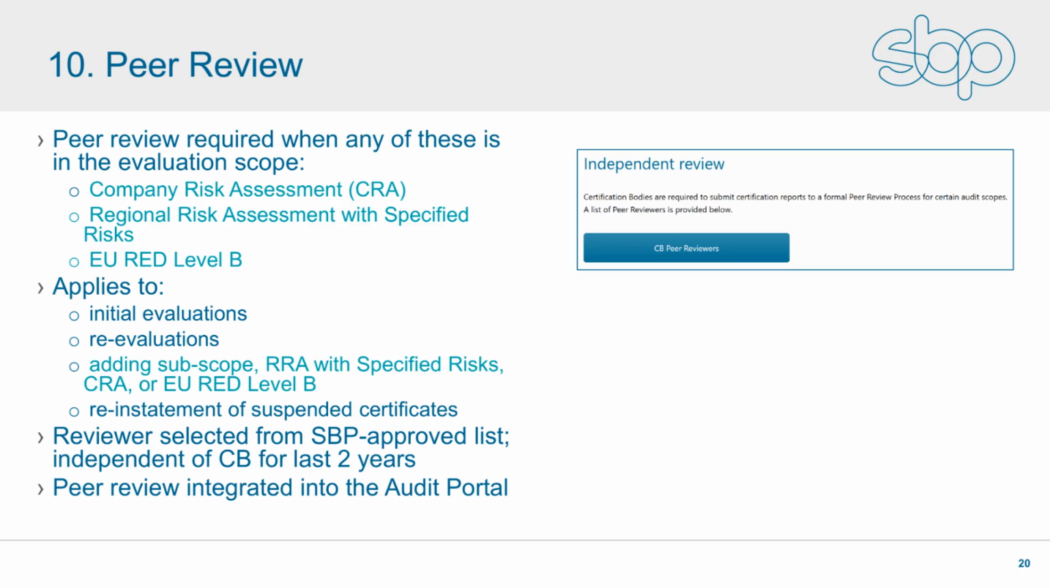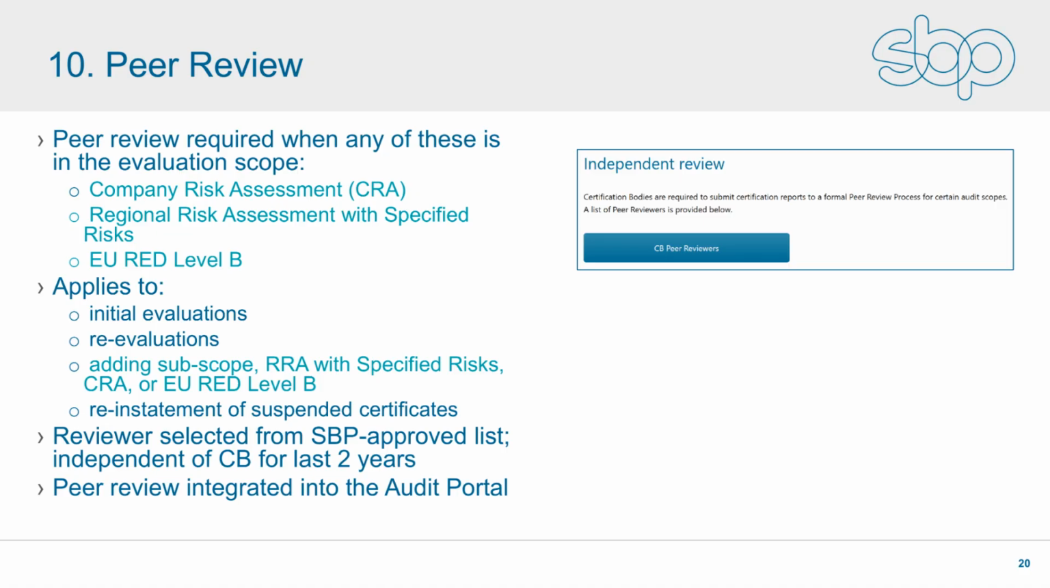Version 2.1 replaces that broad trigger with something more surgical. Peer review is now required for 4 specific cases, and only those cases. First, initial and re-evaluations that include a central risk assessment, or EU RED Level B. Second, initial and re-evaluations that include a regional risk assessment with specified risks, or EU RED Level B. Third, any evaluation that adds, as a change of scope, a subscope, a regional risk assessment with specified risks, a central risk assessment, or EU RED Level B.